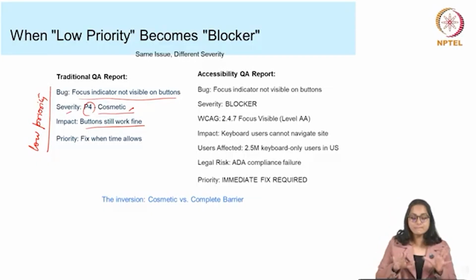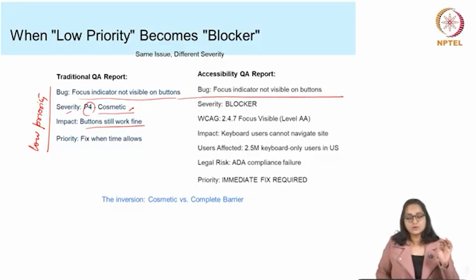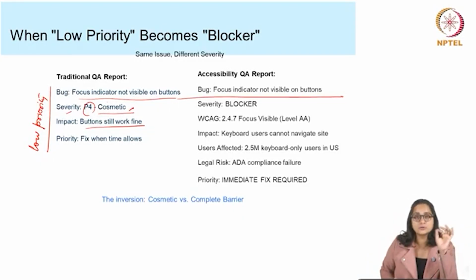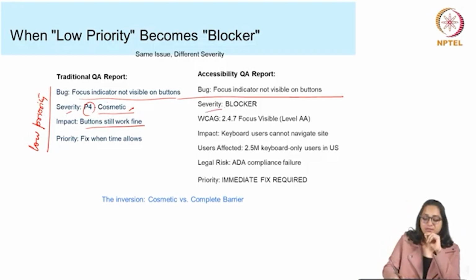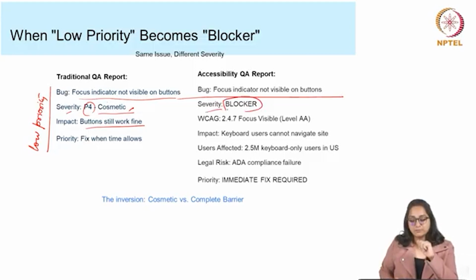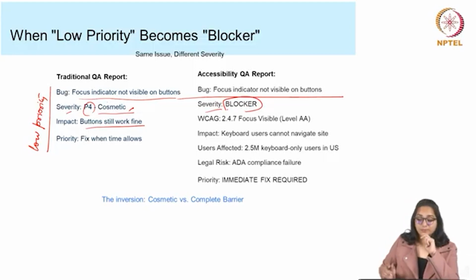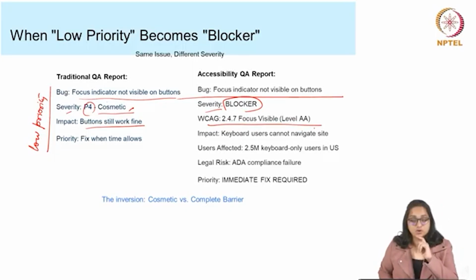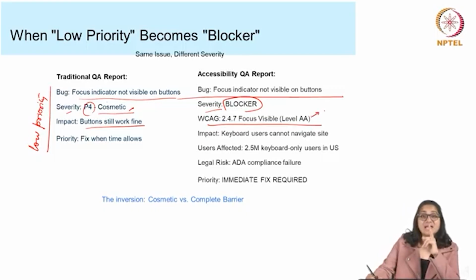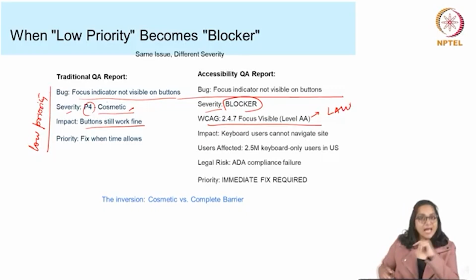However, the same bug, focus indicator not visible on buttons, in an accessibility quality analysis report can be of blocker level severity from a functionality perspective also, right? Because WCAG focus visibility, level AA, is not getting fulfilled, and this is mandated by the law of the land, that's why it becomes highly severe, not low priority. Impact: keyboard users will not be able to navigate your site.